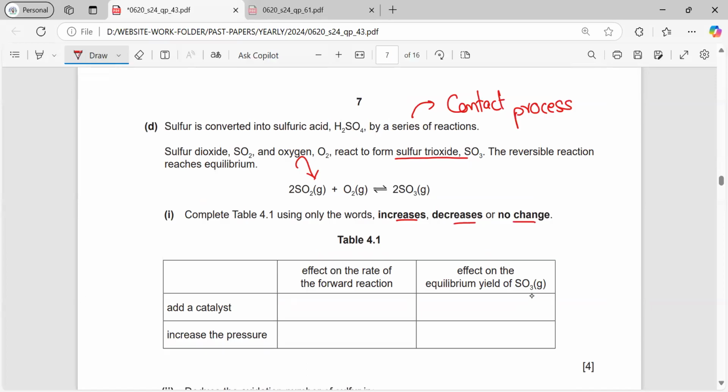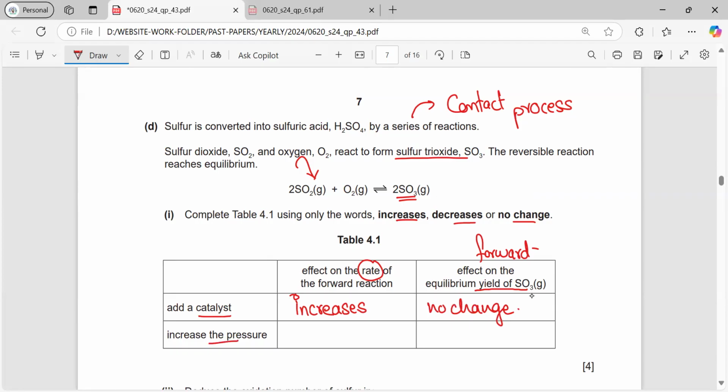Now, when we add a catalyst, what will happen to the rate of the reaction and what will happen to the yield of sulfur trioxide? Sulfur trioxide is forming in the forward direction. So we have to see that if we are making certain changes, whether the reaction is moving forward or backward. When we add a catalyst, obviously the rate of reaction increases.